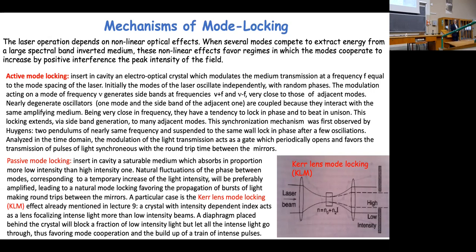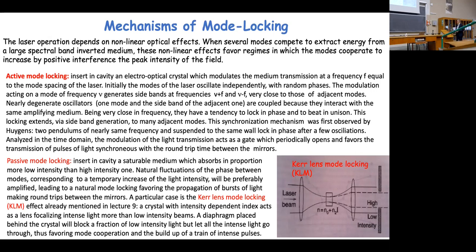So if you put in a saturable absorber, it means that if the intensity of the light fluctuates, which happens if the modes are not locked, the peaks of intensity will be favored. The peaks of intensity will go through more with less absorption than if they are not locked together. And so again, this mechanism of competition and cooperation between modes will help the modes to cooperate and to be in phase together, because then they will be less absorbed than if they are not cooperating.